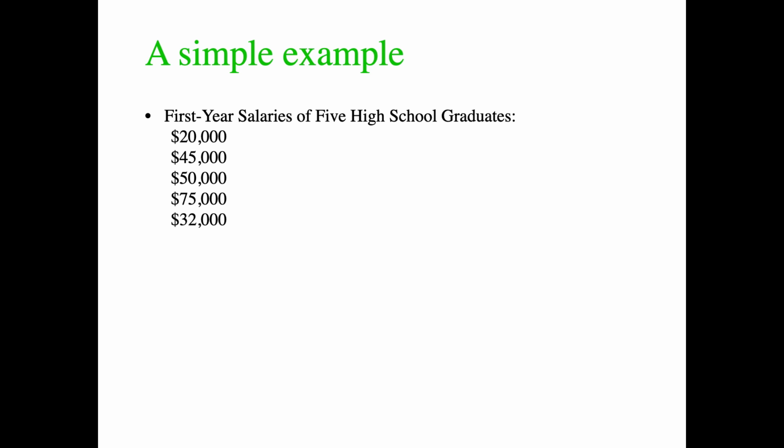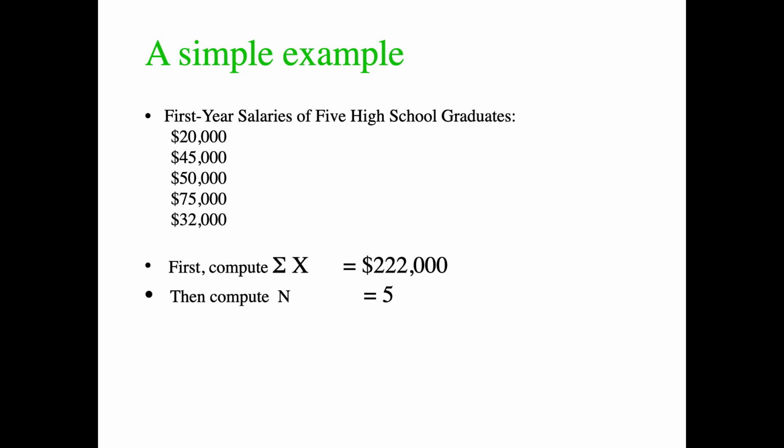Now I want to know, what's their mean salary? What's their average? In order to find their mean, I'm going to have to compute the sum of X. I need to add up all of their dollar amounts, and I'll come up with a total of $222,000. So the 5 of them all together, if you put all their money together, that's $222,000. The other thing I need to know is the thing that's in the denominator for computing the mean, and that's N. In this case, N is 5 because I have 5 people, 5 high school graduates.